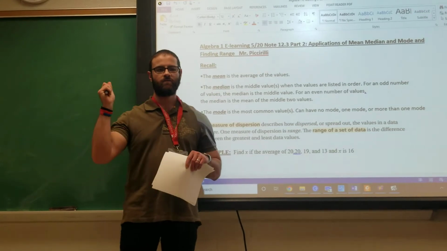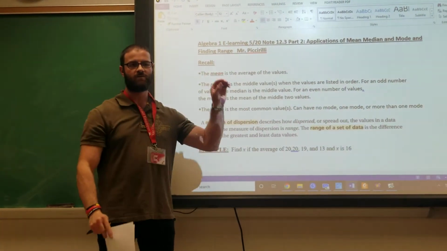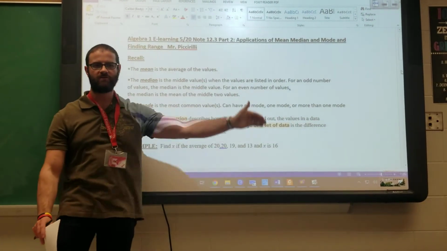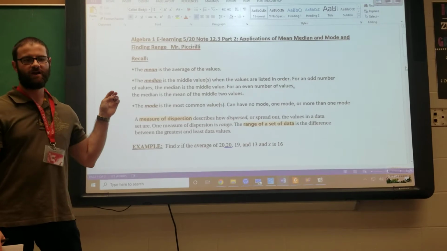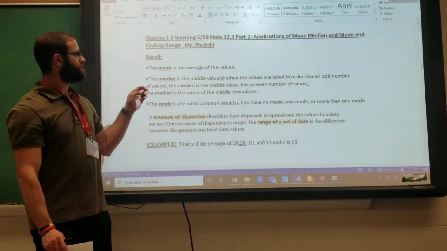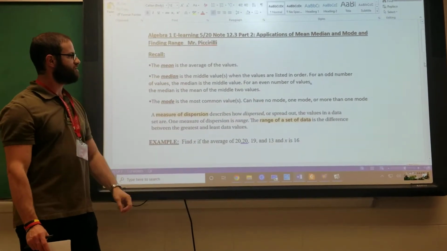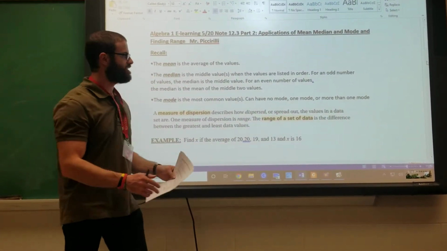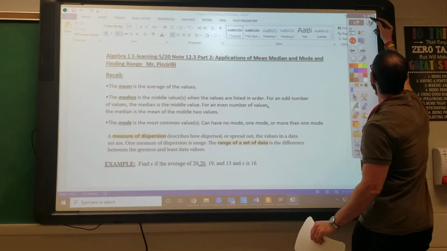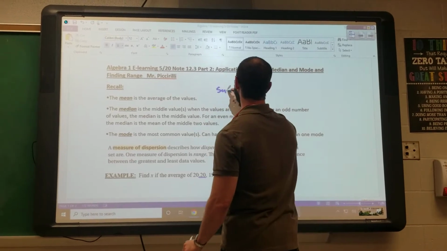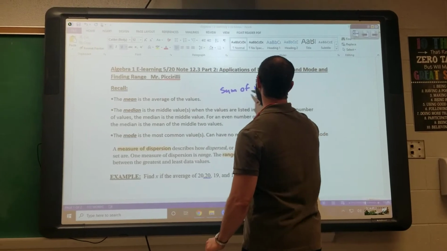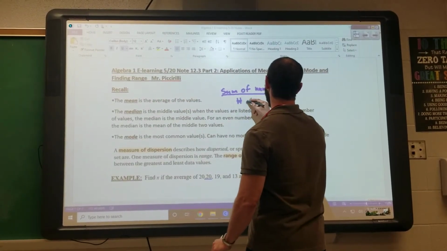Okay, and we're continuing in section 12.3 with measures of central tendency, which are mean, median, and mode. So we're going to do some additional applications of those, and we're also going to calculate range for a set of data. Remember, the mean is the average of the values of the data set, where we take the sum of all the numbers and divide it by the number of values, or number of terms.